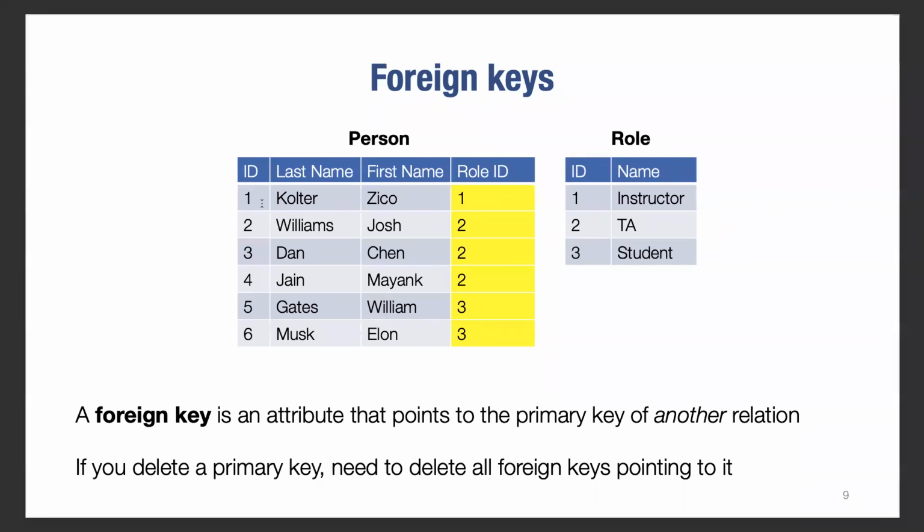So it is helping us know that Zico Coulter, who has the role ID 1, is actually an instructor per the role table. Does this make sense to you, Elizabeth?